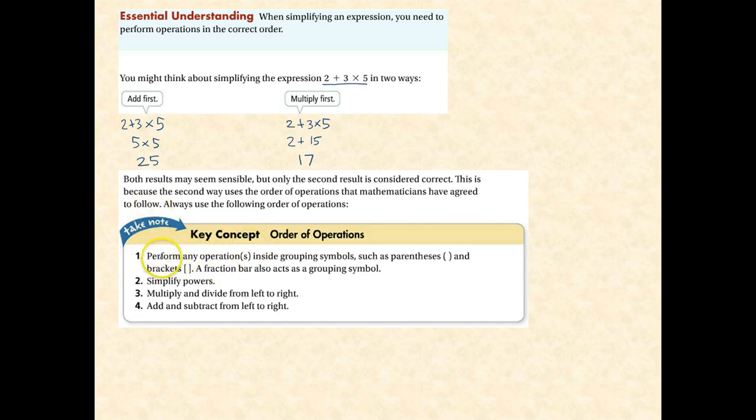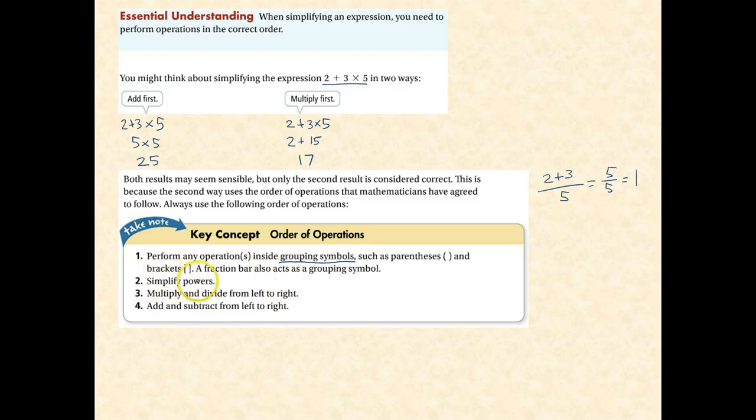So the first thing we do is perform operations inside grouping symbols, such as parentheses and brackets, and a fraction bar is also a grouping symbol. If you have like 2 plus 3 over 5, we figure the top is one group and the bottom is another group. So we'd have to do the 2 plus 3 first. So 5 over 5, which equals 1. Okay, so first is grouping symbols: things inside parentheses and brackets, and the top and bottom of fraction bars.